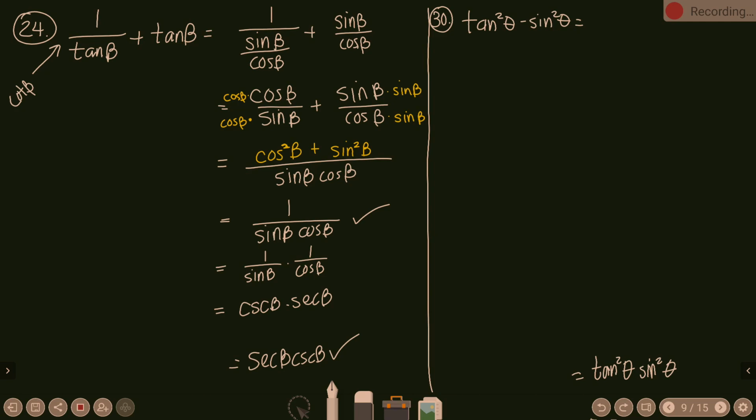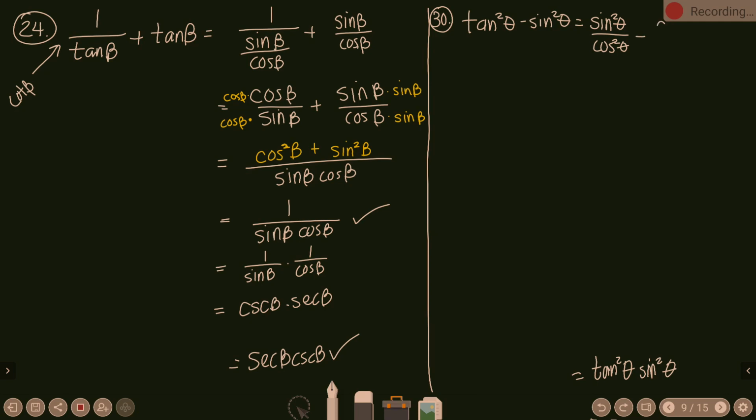Thoughts on getting started? I know what my brain is thinking. Once you get rid of the tangent, break it up into sine squared theta over cosine squared theta. Change everything to sines and cosines. This is the one I have worked 3 different ways. But I think in all of them I start off with going sine and cosines. So we know tangent squared is sine squared over cosine squared theta minus sine squared theta.